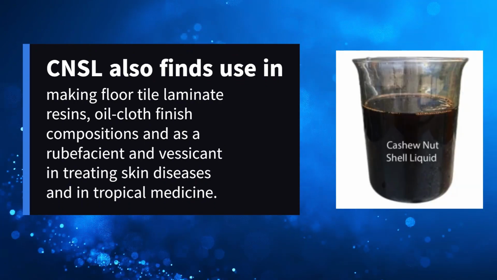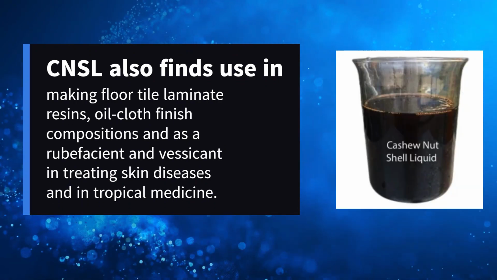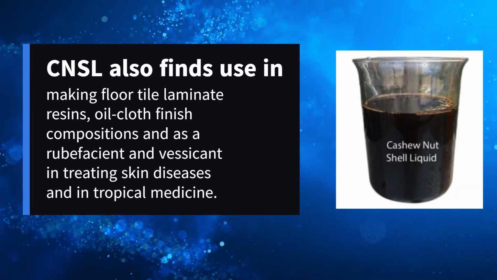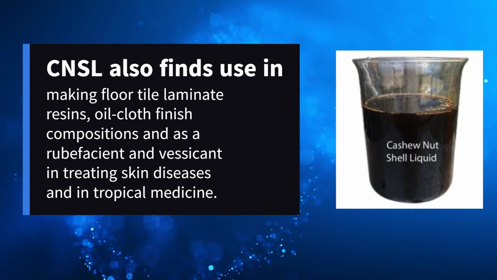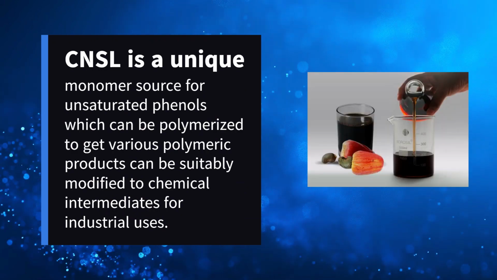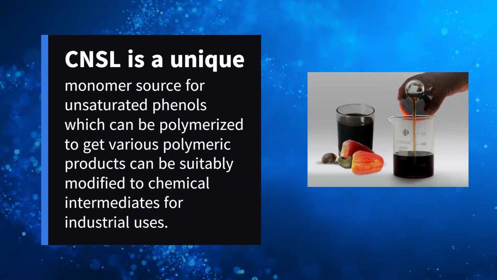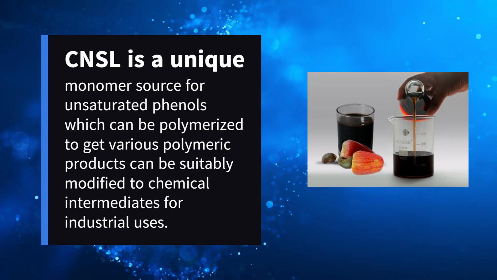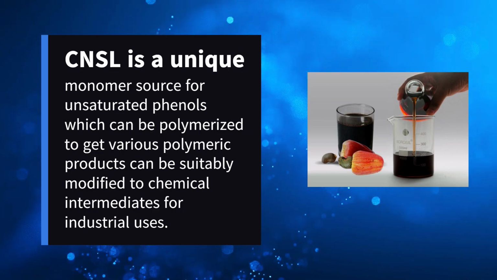CNSL also finds use in making floor tile laminate resins, or cloth finish compositions, and as a rubefacient and vesicant in treating skin diseases and in tropical medicine. CNSL is a unique monomer source for unsaturated phenols, which can be polymerized to get various polymeric products that can be suitably modified to chemical intermediates for industrial uses.